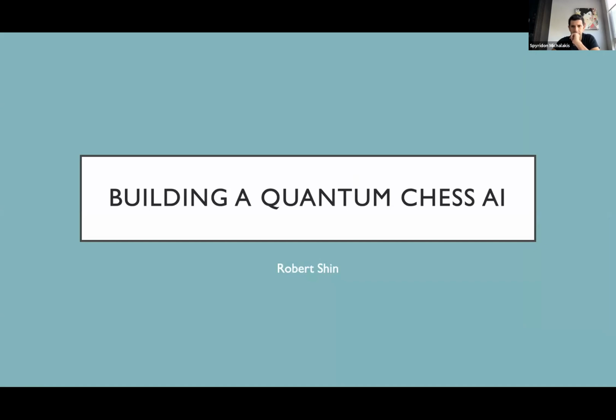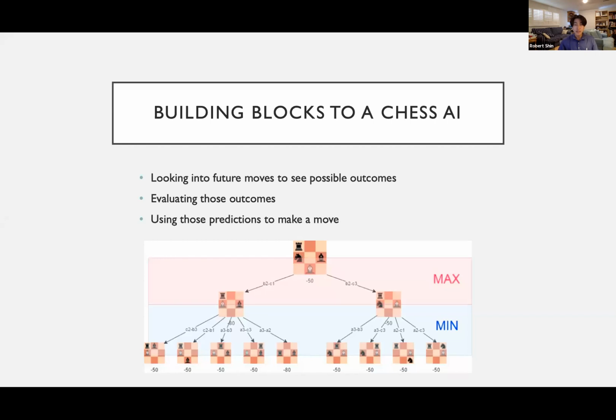Beautiful. Perfect. Okay, so hello. Over the past several weeks, Dylan and I have been working to create a program that can play quantum chess and specifically evaluate certain positions. And so the AI of a turn-based game like chess often includes multiple different components that can be split up and simplified into these three main abilities. First, the ability to look into future positions and see possible outcomes. Secondly, to evaluate those outcomes numerically. And then third, to use those outcomes to come back to the original position and to make a move.